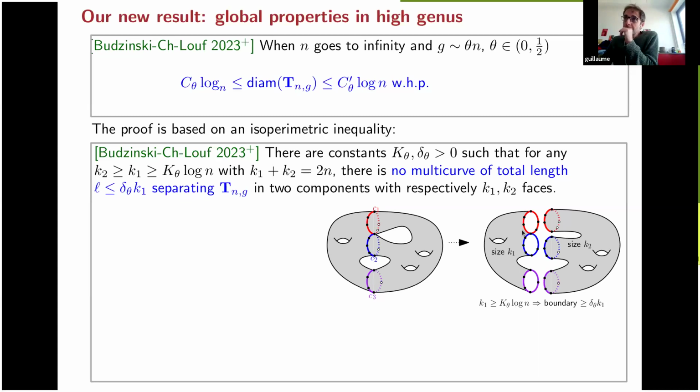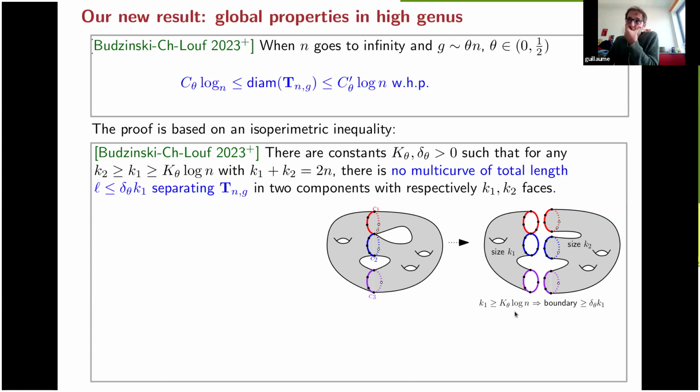But if both numbers are large enough, so if K1 is at least K theta times log n, then what I tell you is that the number of edges that you need to cut has to be comparable to K1. You need to cut at least a constant times K1 edges. This is why we call it isoperimetric. It tells you that if you want to cut a piece, the size of the boundary you need to cut in order to cut a piece of a certain size has to be proportional, except for very small pieces.